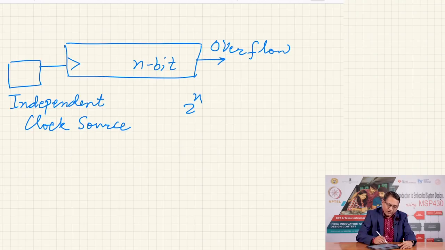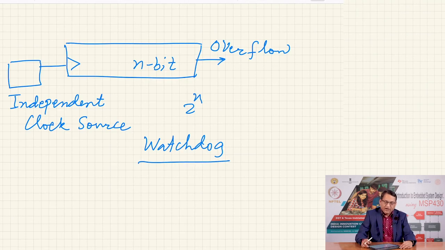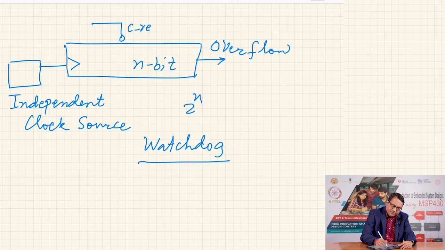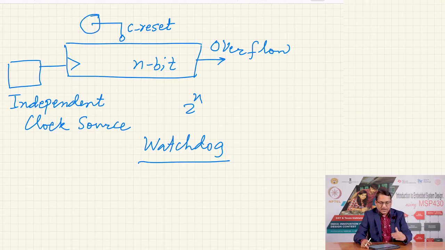Now, obviously, you do not want this watchdog timer to overflow. So, how do you ensure that it does not overflow, because that overflow situation is going to reset the system? Any counter can also have its own reset. Let us call it C reset, that is counter reset, and this pin is actually part of a register, and the microcontroller program would periodically reset it.